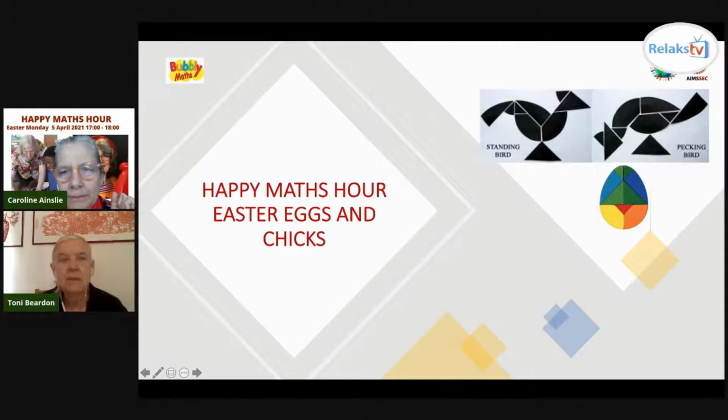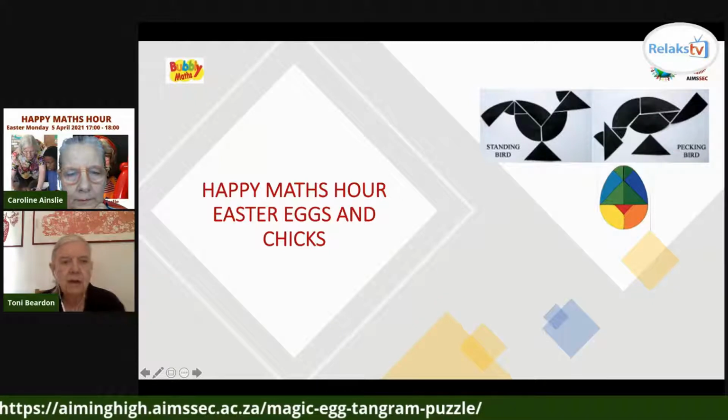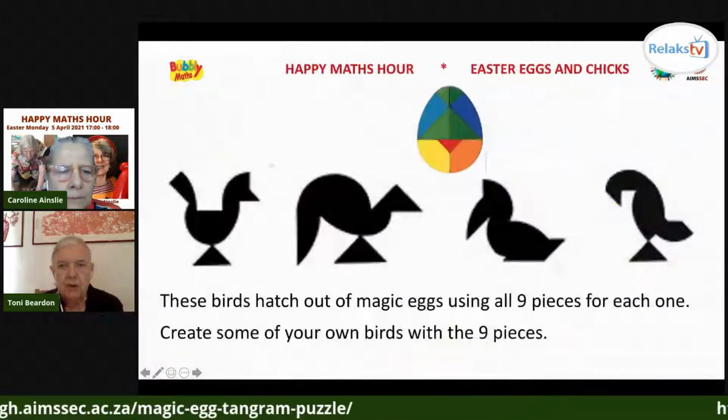So that'll take you there much more quickly. Okay, so Caroline will later show you what to do with the pieces and how to make the egg, but we'll go on and explore it a little bit further. So here are 4 birds that you can make.